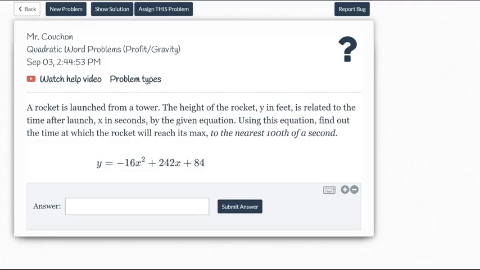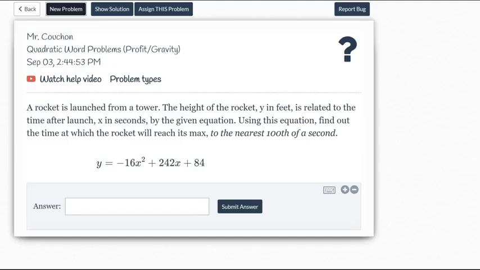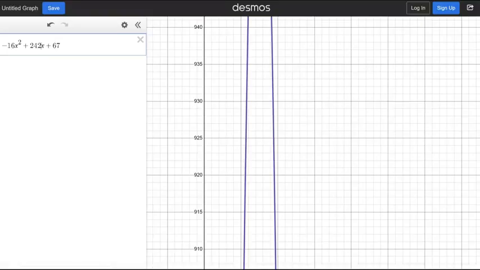I just want to do one more, because sometimes you're not looking for the y value. Sometimes you're looking for the x value. In this one, the height of the rocket, y in feet, is related to the time after launch, x in seconds, by the given equation. Using this equation, find the time at which the rocket will reach its max. So we're looking for the x coordinate this time. We can type this same equation into Desmos. It was plus 242 plus 84.